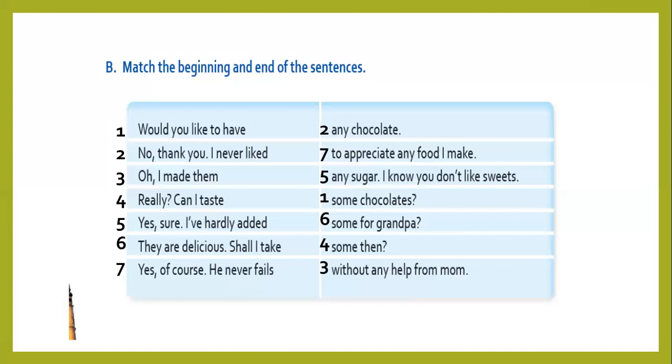Now here, see, a negative answer came. So any chocolate. We have not used some chocolate. Here we have used any, because it is negative. If anything is negative, then we will be using any. Oh, I made them without any help from mom. Now here you have not taken any help from mom. So of course you will use any help.